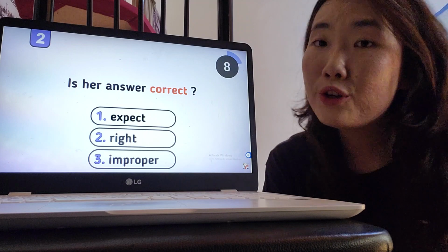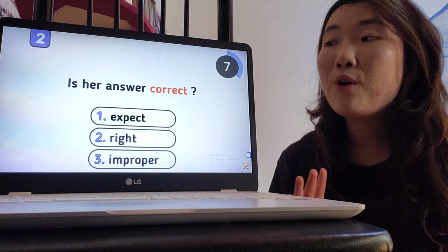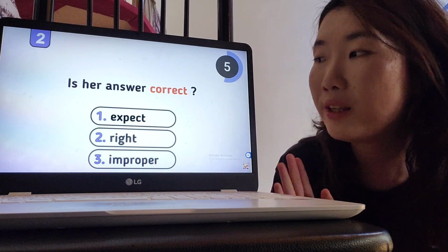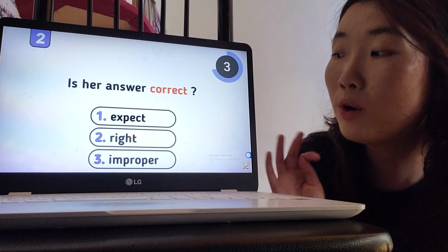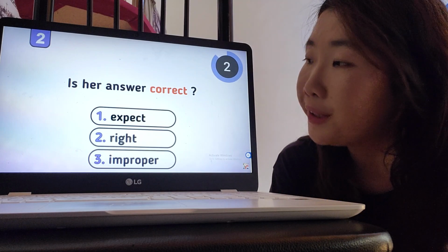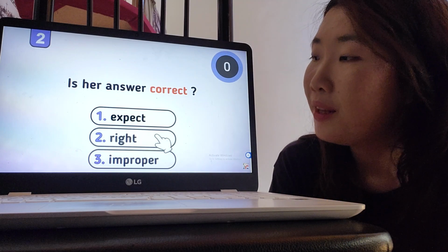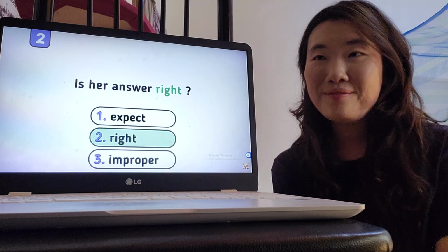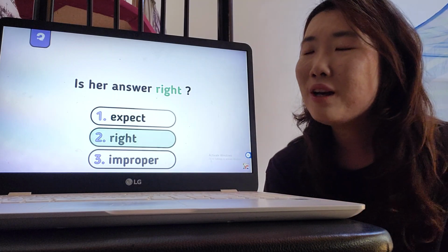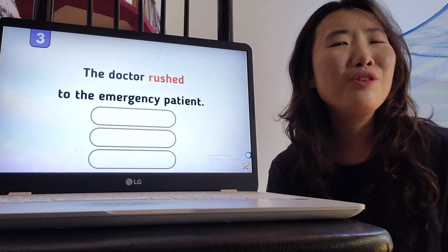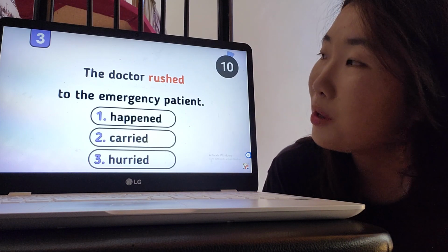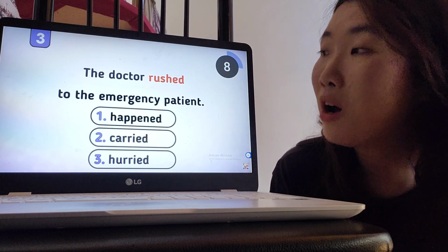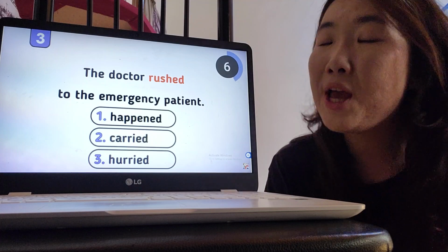Is her answer correct? So we are looking for a synonym of the word correct. We have expect, right, or improper. The answer is number 2, which is right. Yeah. Oh, you guys guessed it all right? Oh my, look at you. You're doing very good. The next one, the doctor rushed to the emergency patient.